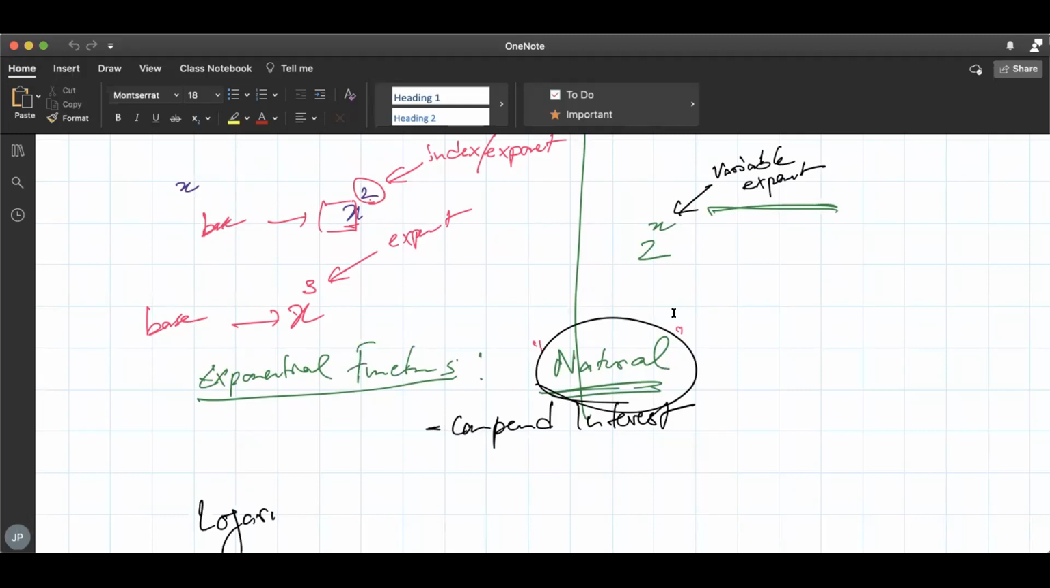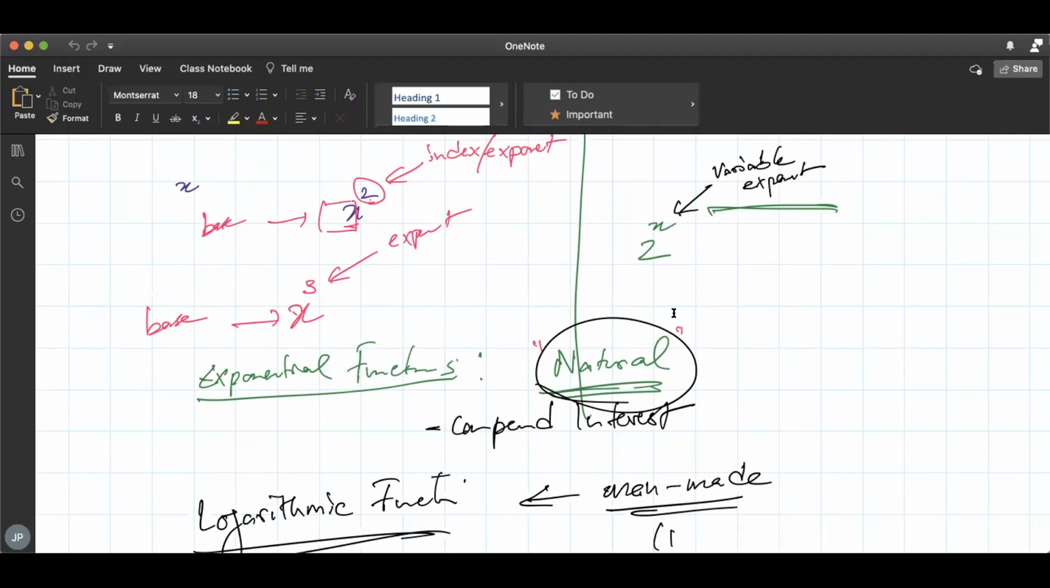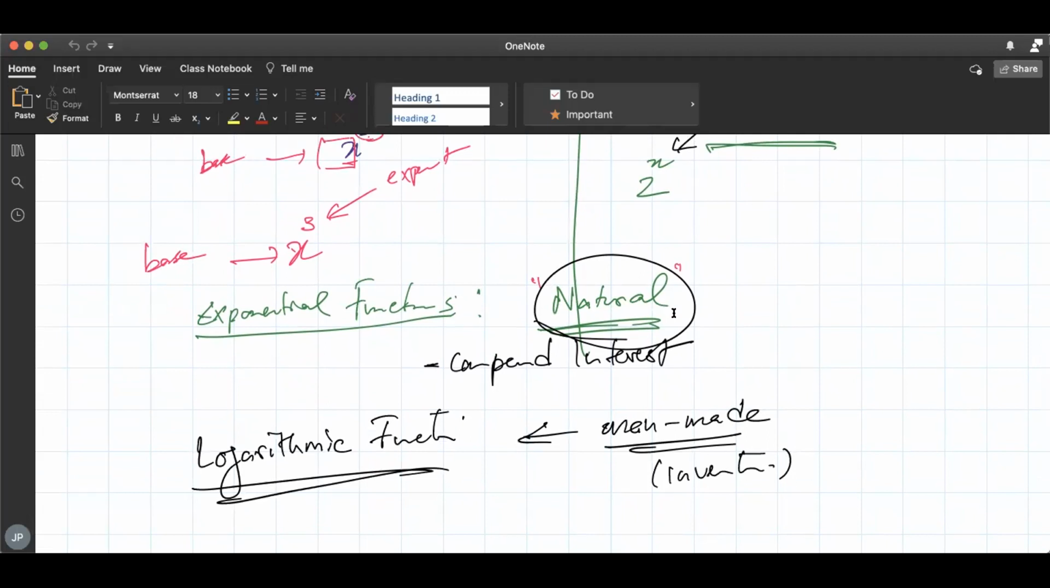Now, let me tell you a little bit about this logarithmic function. The logarithmic function is man-made. It's almost like you can use the word invention. It was a human invention. The exponential function is a naturally occurring function. And you know what's the funny part? In mathematical history, the first of these two, let me just give it away first, okay?